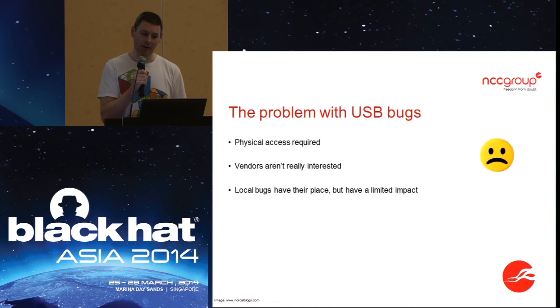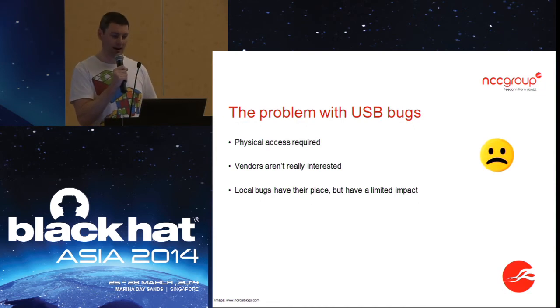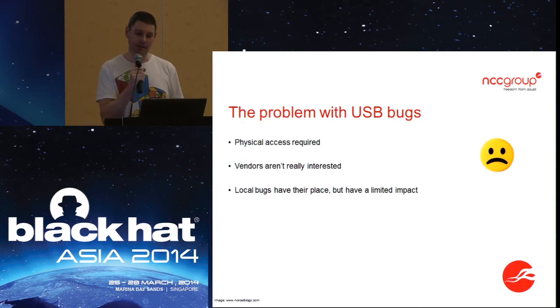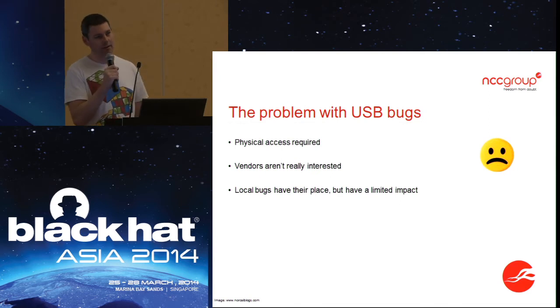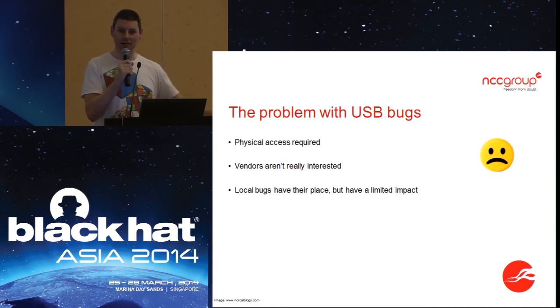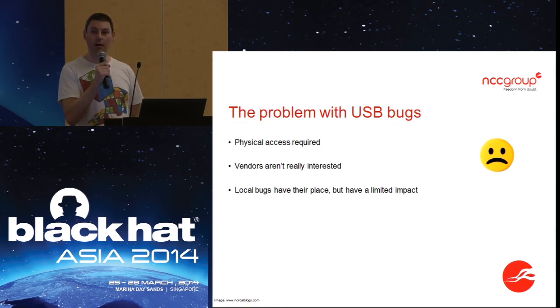So the problem with USB bugs. Obviously, traditionally, physical access is required. I've found and reported many USB bugs over the years, and the normal response that you get from vendors is, yeah, well, you need physical access, you need to be able to get to the box and plug something in. Big deal, it's going to have code execution implications, but if you've got physical access to the box, you can do what you like, right? So vendors, some of them aren't really interested at all. Others understand what you're trying to get at.